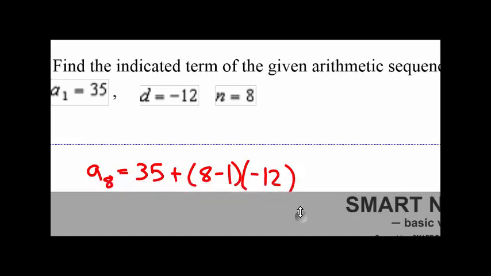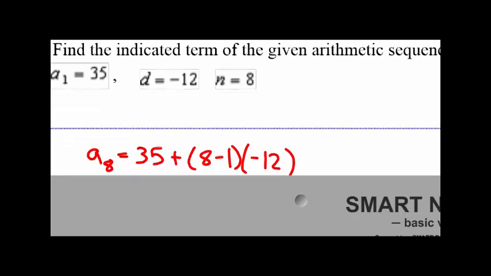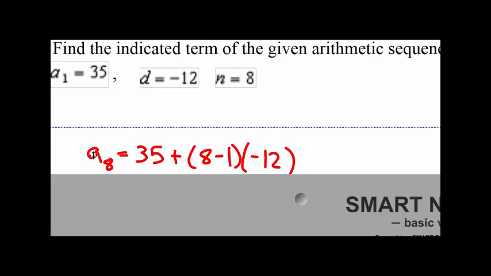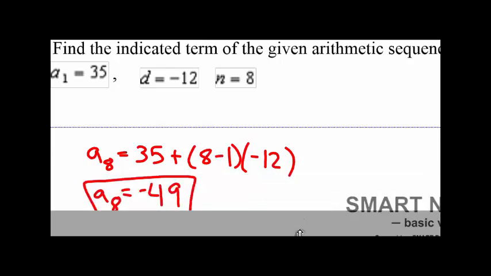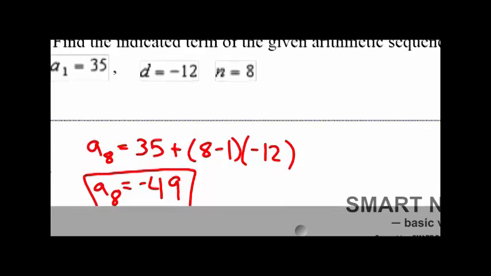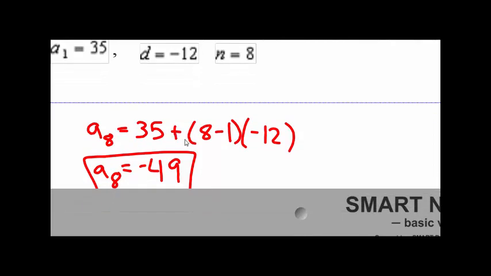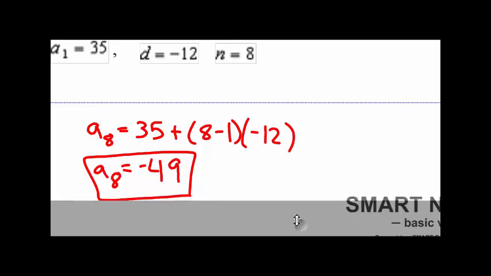I'm going to use the first method with this one since it gave us the first term instead of the zero term. So I'm just plugging it all in. I'm looking for my 8th term. My first term is 35. I'm looking for the 8th term, so n minus 1, and my common difference is negative 12. So I just work all that out. I end up with 35 plus 7 times negative 12, and that simplifies to negative 49. So that tells us our 8th term would be negative 49.